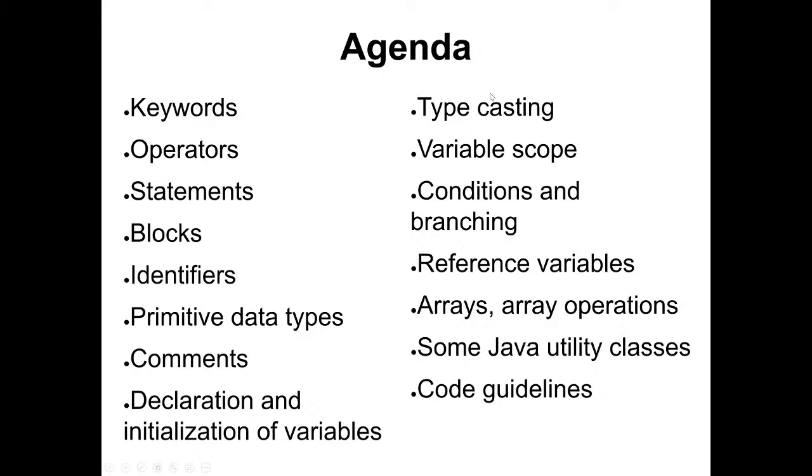Today, we'll just take a look at some simple things here: variable scope, conditions and branching, reference variables, their properties, the arrays, the operations with arrays, and we'll check some basic utility classes, and discuss a bit the guidelines of the code. I'm not sure if we will manage to finish everything today. That's why maybe we'll move something to the Friday session as well. Okay, let's start.